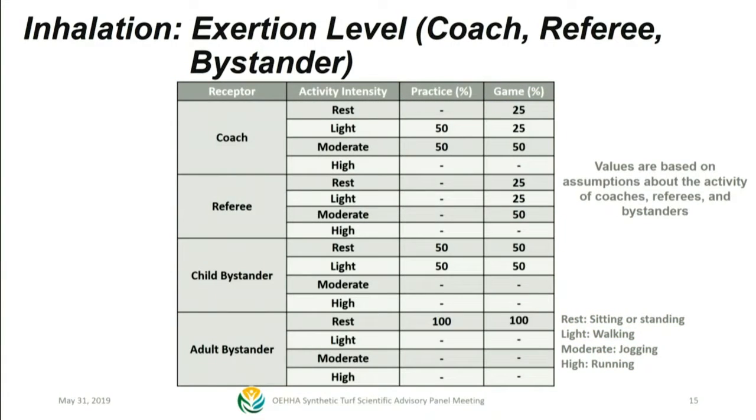So exertion values for coaches, referees, and bystanders. No data was collected for these groups. So once again, OEHHA has made assumptions about how they are anticipated to behave. Coaches are assumed to spend practices walking around and jogging on the field, while they are anticipated to be standing, walking, and jogging on the sidelines during games. Referees are not assumed to be present during the practices, but are assumed to spend time during games standing, walking, and jogging. For both practices and games, child bystanders are assumed to be sitting or walking around on the field sidelines, while adult bystanders are assumed to be sitting watching the field activities.